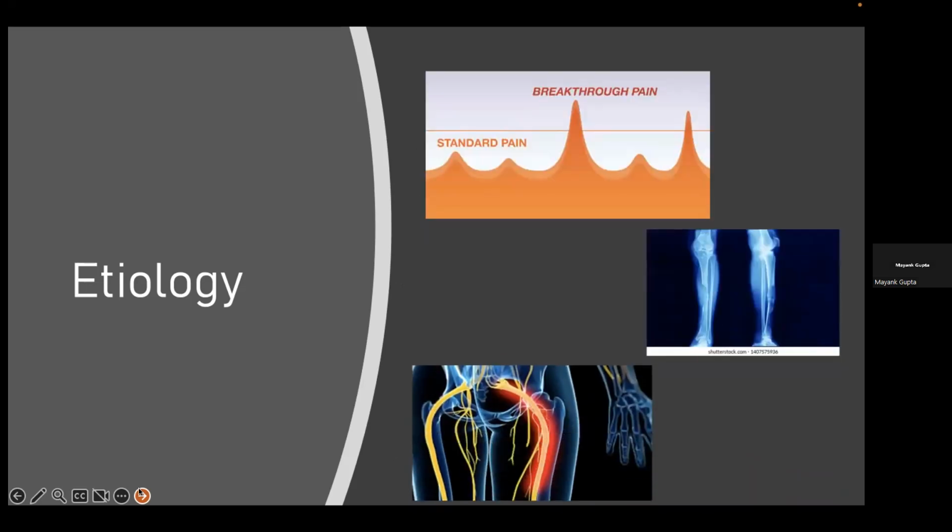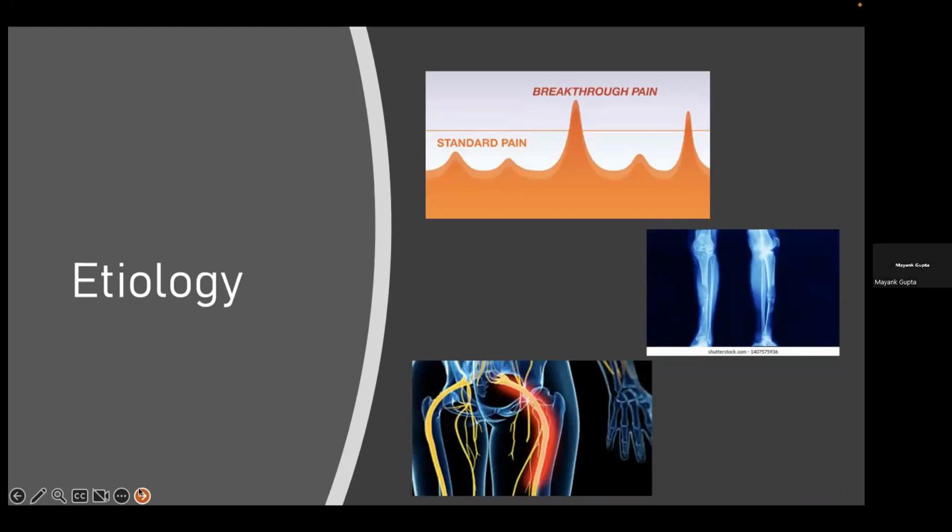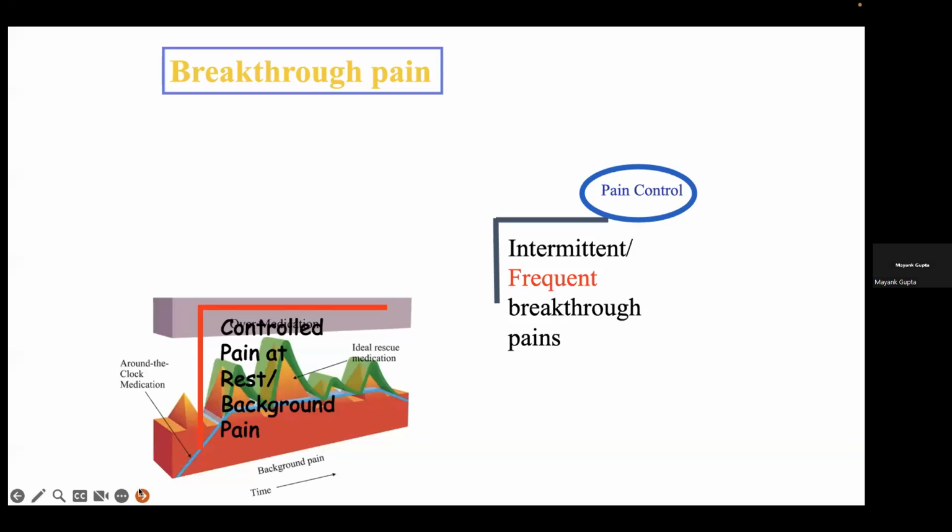So these are some etiologies of cancer pain that are not very responsive to the WHO analgesic ladder, or to the analgesics. One is bone pain, then neuropathic pain, or breakthrough pain. I'll explain why breakthrough pain is very tricky when we come to titrating opioids for its management. So what is breakthrough pain? On top of the background pain, the patient gets intermittent spikes of pain, which are severe in intensity and short lasting. These are the salient features of breakthrough pain.